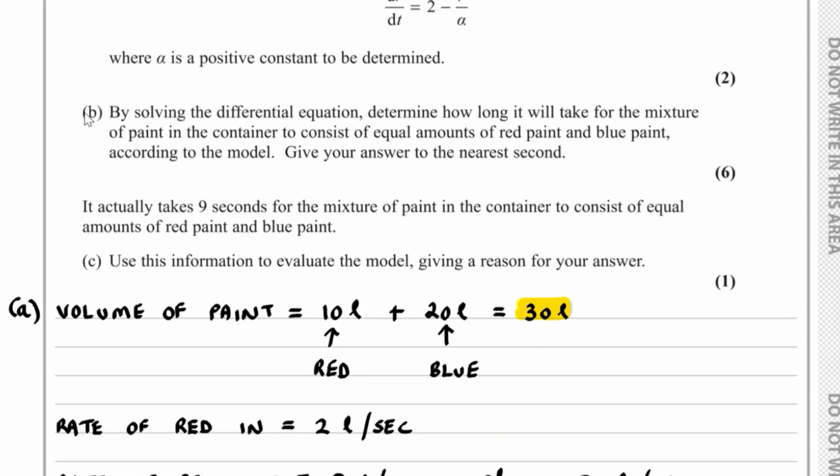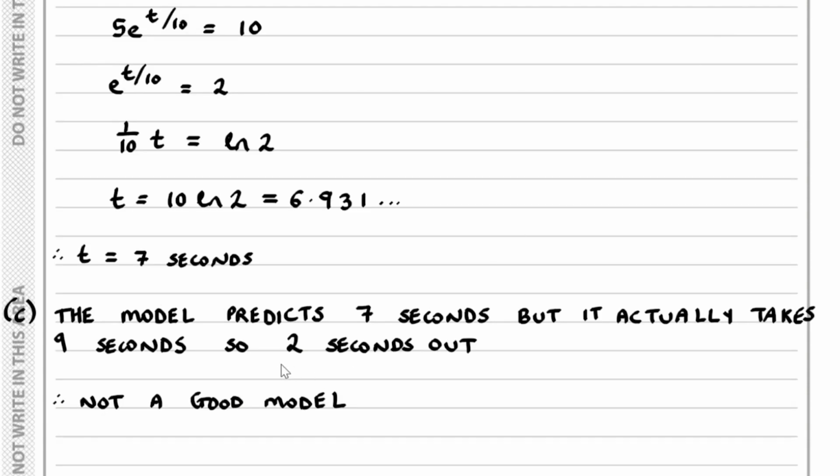And now for part C, it actually takes 9 seconds for the mixture of paint in the container to consist of equal amounts of red paint and blue paint. We have to use this information to evaluate the model, giving a reason for your answer. So the model predicts 7 seconds, that's what we found here, but it actually takes 9 seconds, so we're 2 seconds out, so we don't have a good model.